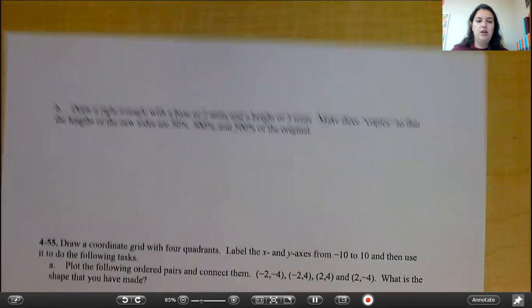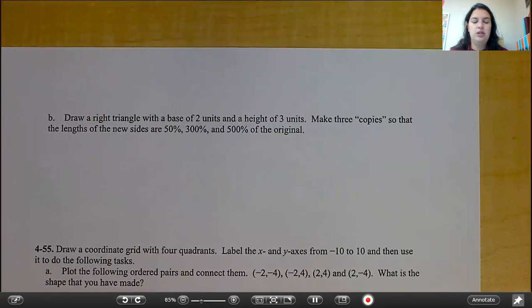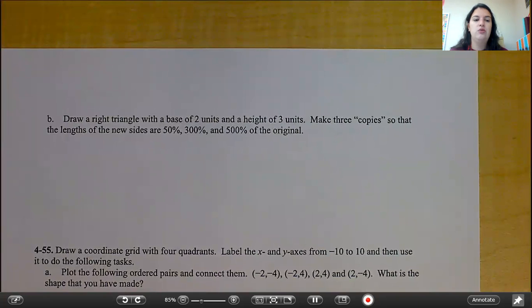Part B says, draw a right triangle with a base of 2 units and a height of 3 units. Make 3 copies so that the new sides are 50%, 300%, and 500% of the original. So you're going to finish today's lesson by making sure that you are answering problem 4.5.4. Parts A and B, you will need graph paper, so make sure that you have graph paper and you are drawing those shapes and their copies.